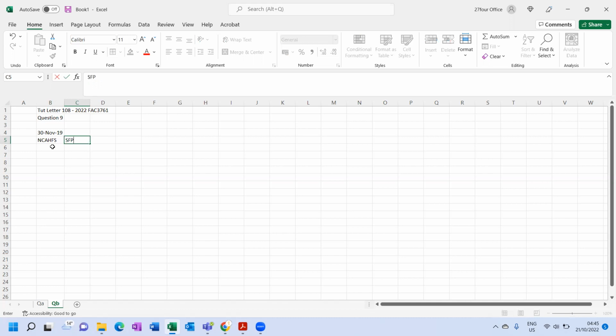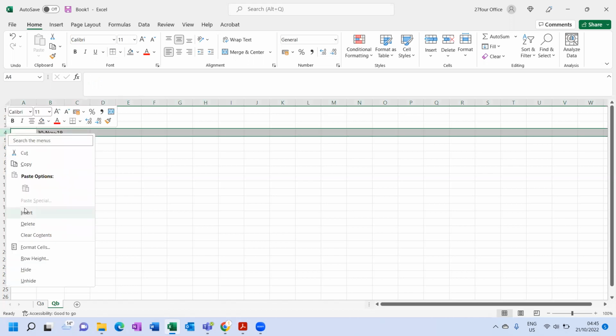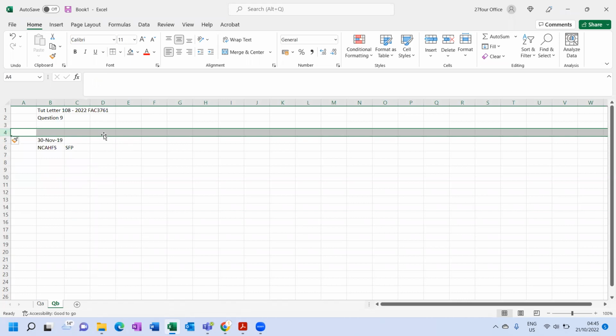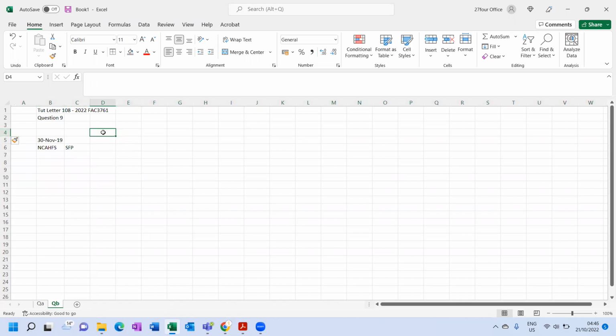I'm just doing the journal entry. So we need to dispose. We are going to debit non-current assets held for sale. Why? Because non-current assets are increasing.